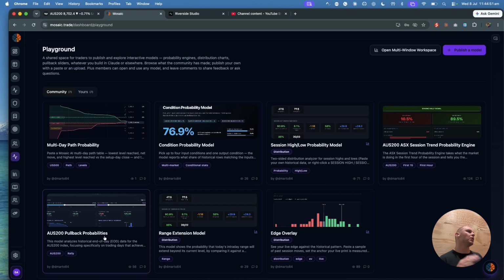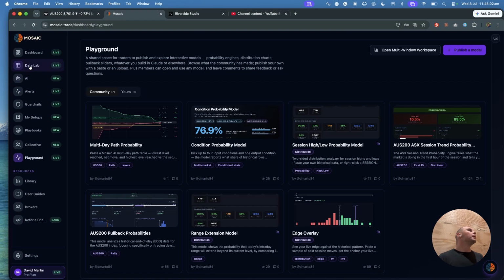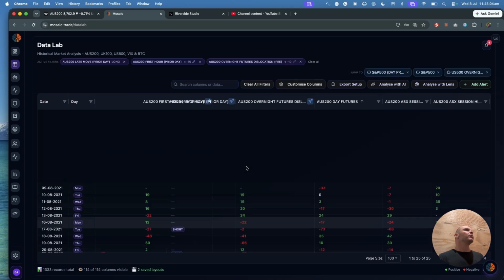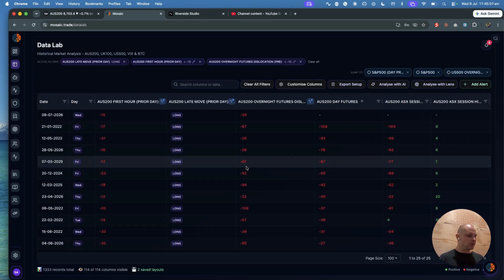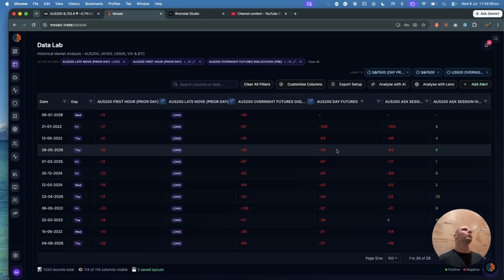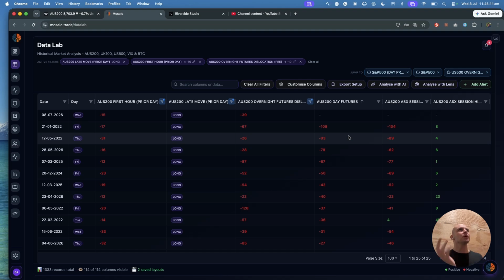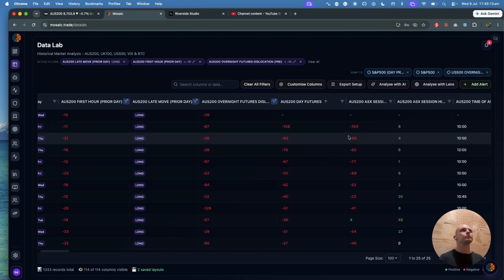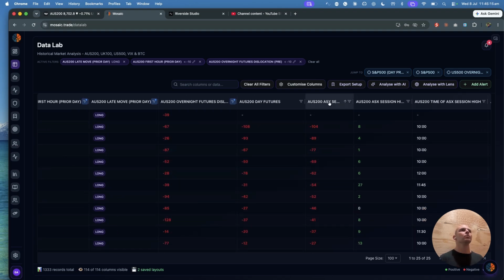Pullback probability. This is only when the Aussie breaches 50 points to day highs, and it just tells you how likely it is to finish higher or lower than that live price on those days. But we'll just quickly do the other models based on the same example from this morning. So given this current setup, as an example, whereas the edge overlay looks at end-to-end kind of moves given a certain setup.